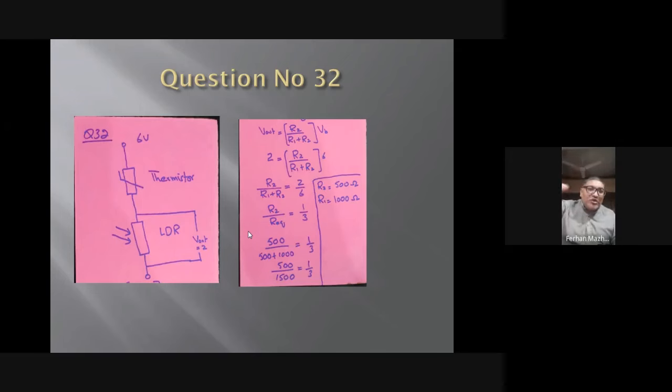So this is one approach. By this approach, you can find out the R2 and R1 value, the resistance of the LDR and the resistance of the thermistor and their conditions. This looks a little more difficult, I think.